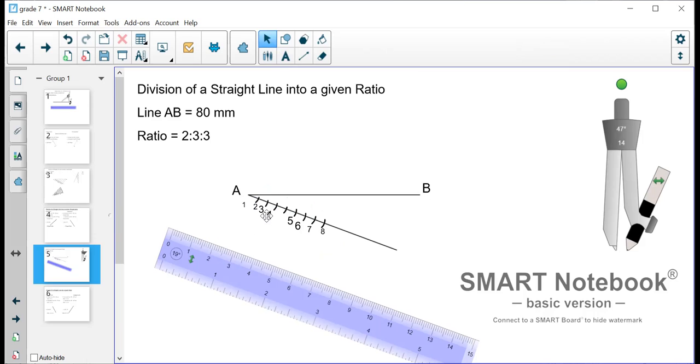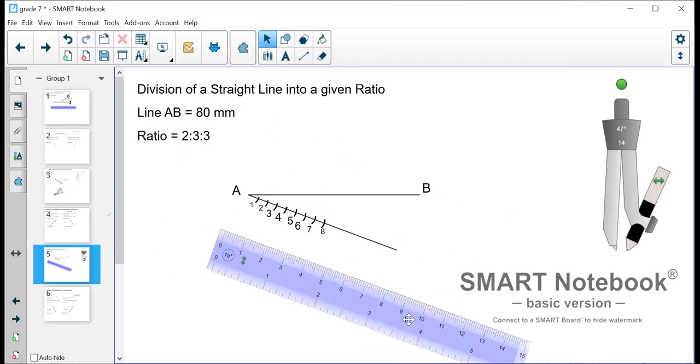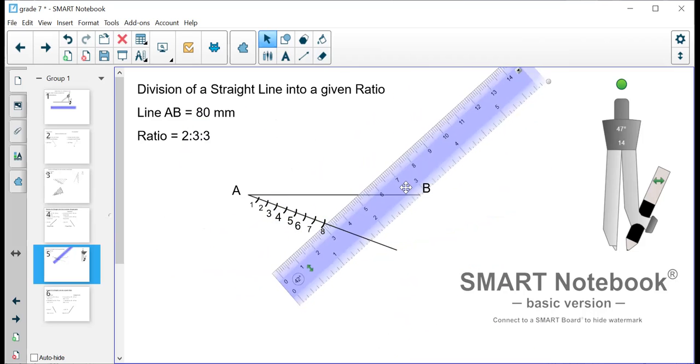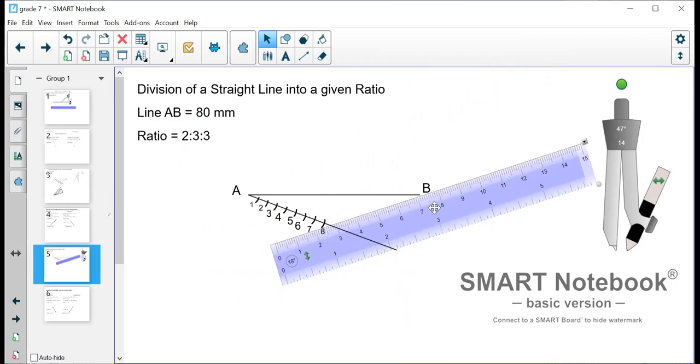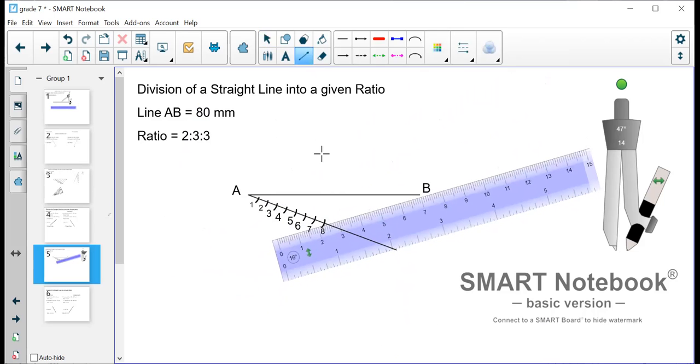Now, again, similarly from the last construction we did, what you have to do now is from the last division, which is number 8, you take a ruler and you draw a line to B. Right? So from 8, you draw a line to B. So you just adjust that properly and you draw a line from 8 to B. Good.